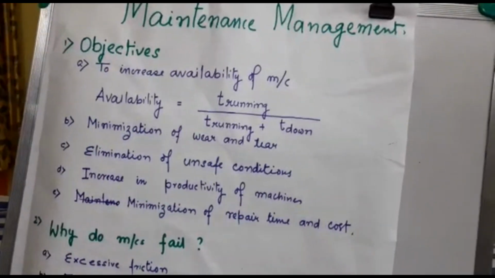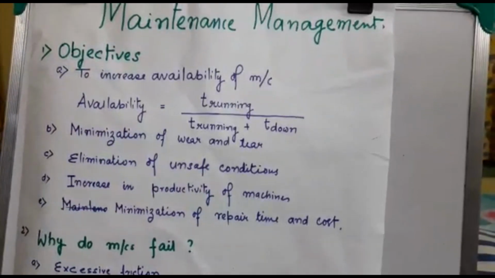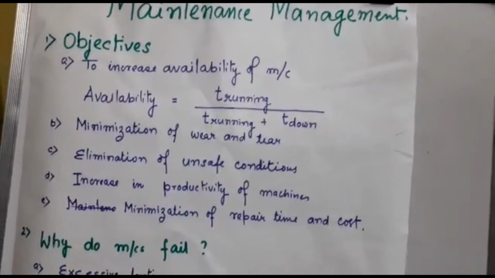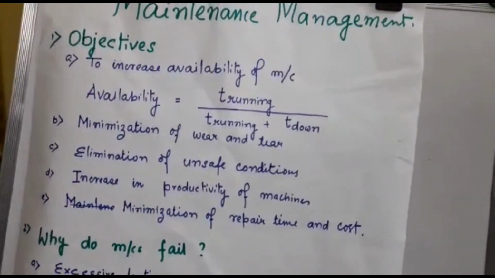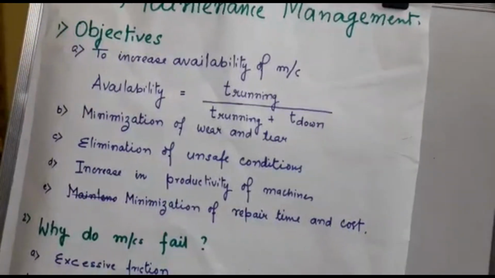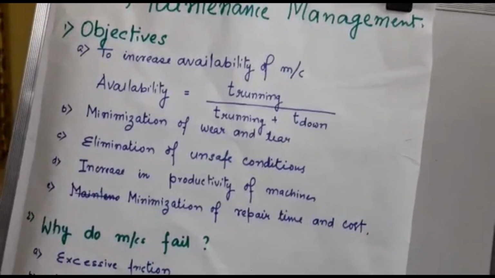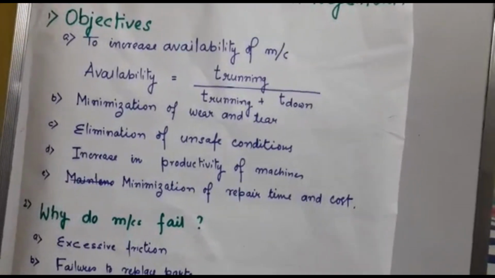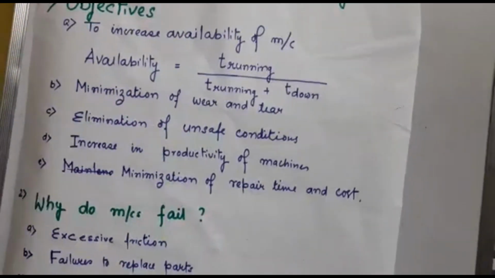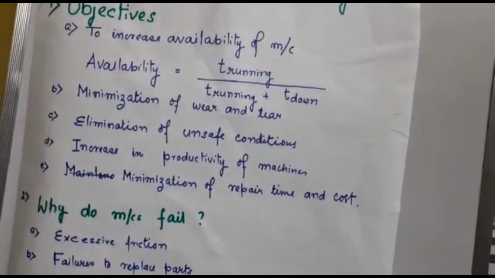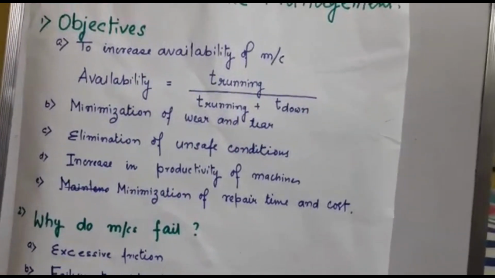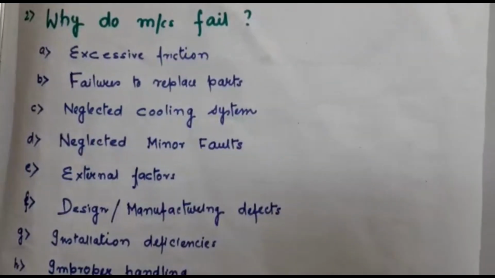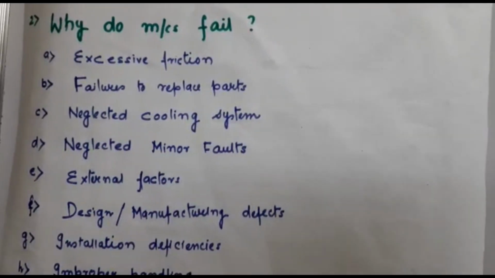Fourth is increase in productivity of machines through improvements and modifications made during overhauling. What overhauling is, we will see in the subsequent discussion. And finally, one of the important objectives of maintenance management is to minimize the repair time and also the cost of maintenance. So these are the primary objectives of maintenance management. Next we will see why machines fail, or the causes of machine failure.